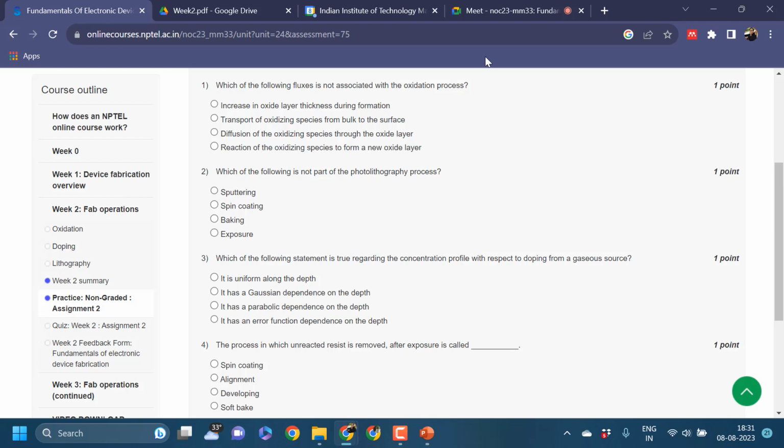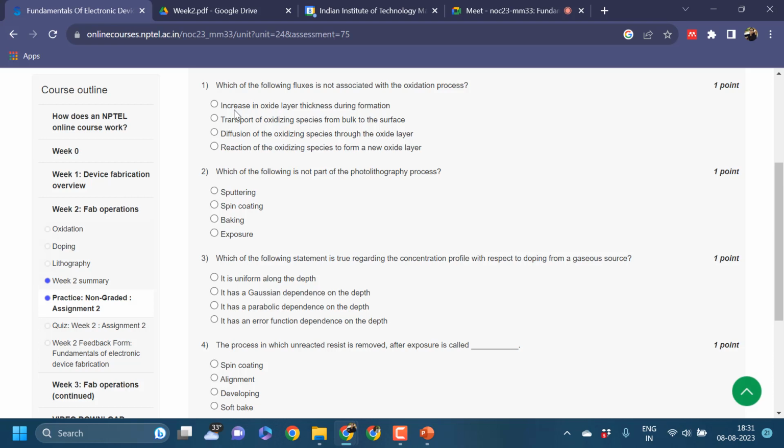So is that clear? I'm a little confused. What does it exactly mean, increase in oxide layer thickness during formation? Basically, they are asking which of the following fluxes. Flux means some kind of transport phenomenon, something that happens in a particular direction with respect to time, right? They are asking which of the following fluxes is not associated with the oxidation process. So increase in oxide layer thickness during formation is not the answer.